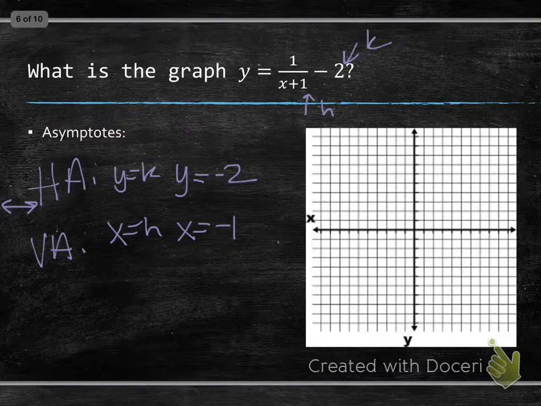So y equals negative 2, it's going to look something like this. And then I also have x equals negative 1. Vertical, remember, is up or down, that's why it's x equals. And then it's at negative 1, so it's going to be like this.